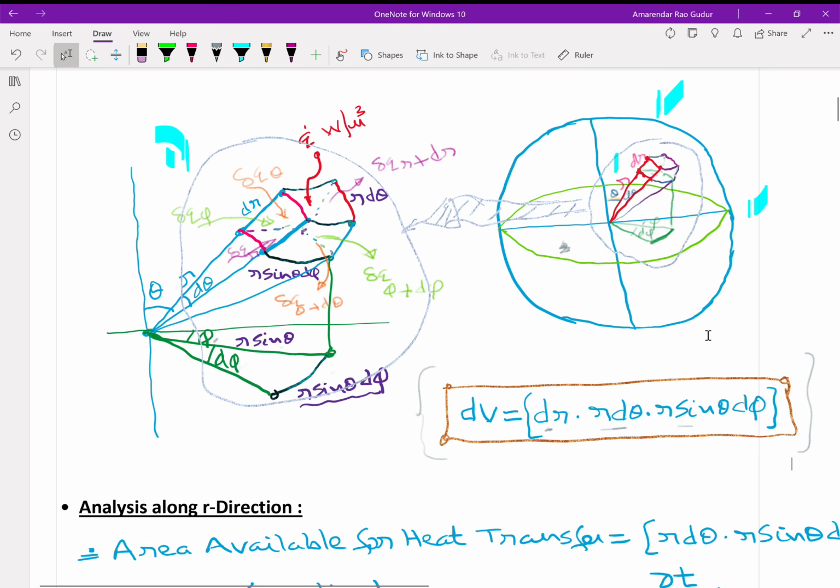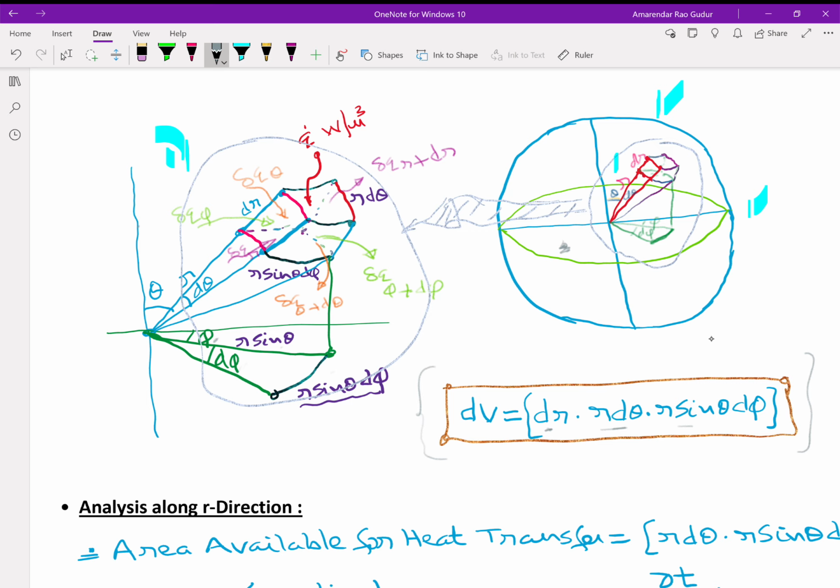Then we have various energies involved over here. Del Q r is the rate of heat conducted into the element along r direction, shown by pink color. And del Q r plus dr is the rate of heat conducted away from the element along r direction. Then del Q theta is the rate of heat conducted into the element along theta direction. Del Q theta plus d theta is the rate of heat conducted away from the element along theta direction, shown by orange colors. This green color indicates the phi component. Del Q phi is the rate of heat conducted into the element along phi direction.